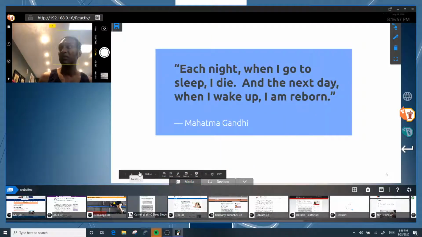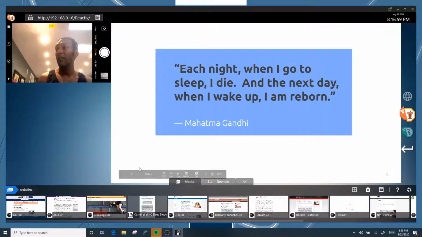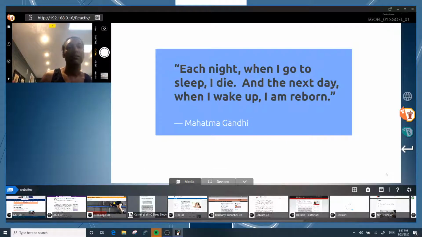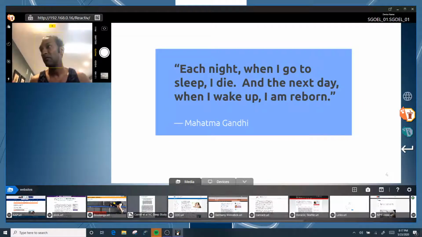Each night when I go to sleep, I die. And the next day, when I wake up, I am reborn. People have always known how important a role sleep has played in our lives. We sleep about 1/3 of our lives away anyways. But it's only in the last 50 years that we have begun to understand the important impact that sleep has on our mental health and physical well-being.